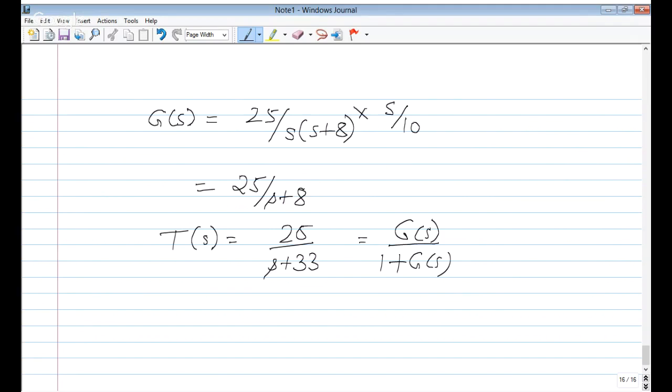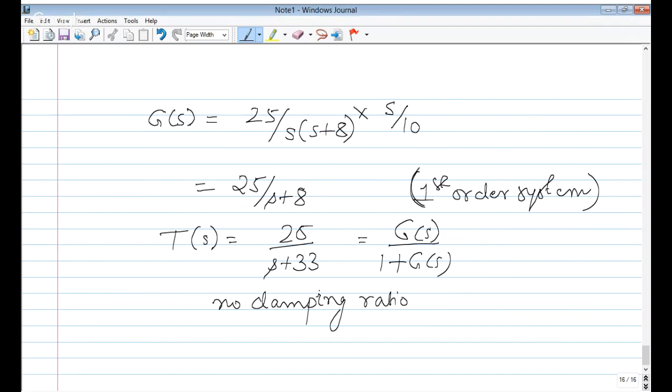Now in this, it is asking the damping ratio. Now actually it becomes a first order system after introduction of unity feedback. You can find out the damping ratio. Rather, you can find out the time constant. What is the time constant? It is 1 by 33. So here there will be no damping constant or damping ratio that will be found out.